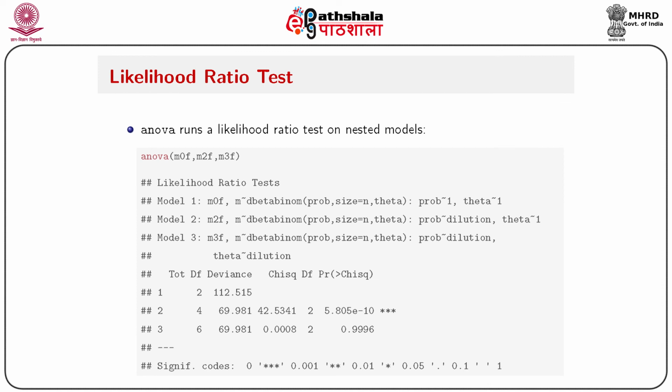And then you do the ANOVA, the likelihood ratio test. For the likelihood ratio test you can use the anova function here: anova(m0f, m2f, m3f). The anova runs likelihood ratio tests on the nested models, the three different models that we defined, and it will give you the ANOVA table and the chi-square p value, showing that the second is significant, as is the fourth.